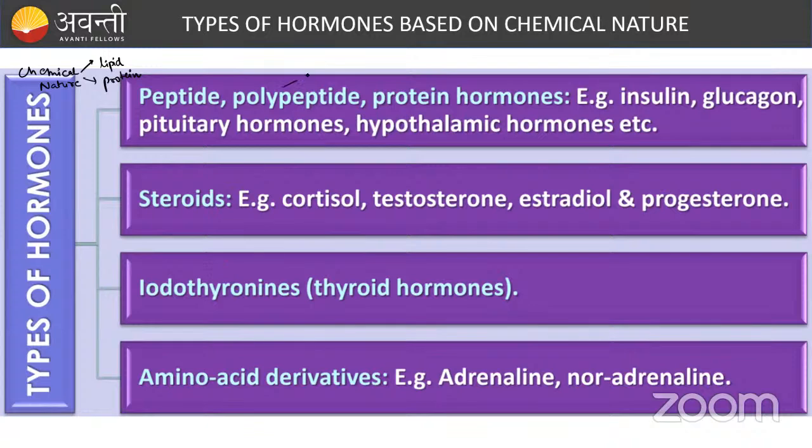So this hormone is proteinaceous in nature. Steroids are lipid. Iodothyronines are also lipid in nature. Amino acid derivatives, as the name suggests, you know that the monomeric unit of protein is amino acid. So you can call these proteinaceous as well.